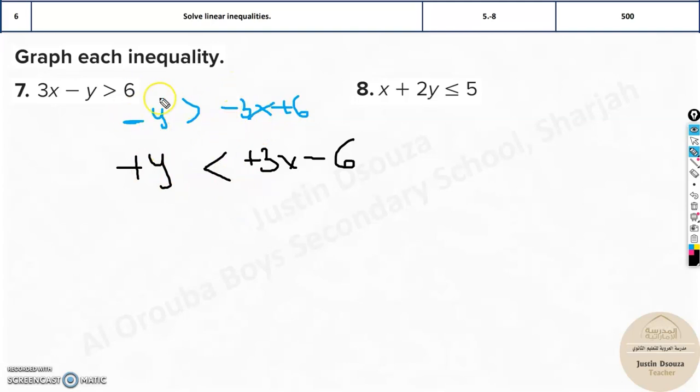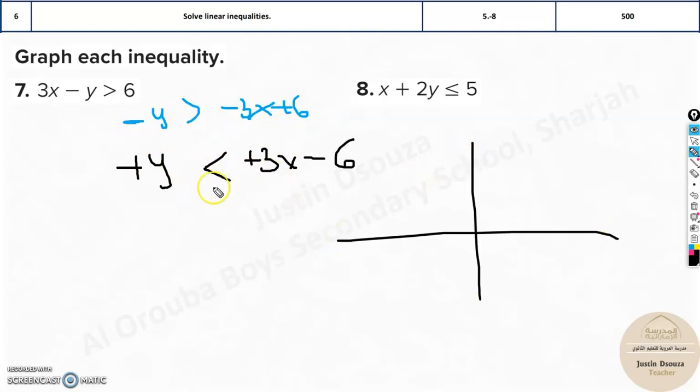Otherwise, you can think like this. You're taking this over here. y will be less than, and all these two terms are coming to the other side. They are greater than now, isn't it? You're just swapping them. So adding both the sides by y and then subtracting both the sides by minus 3x plus 6. So a simple way is just change all the signs and change the inequality sign.